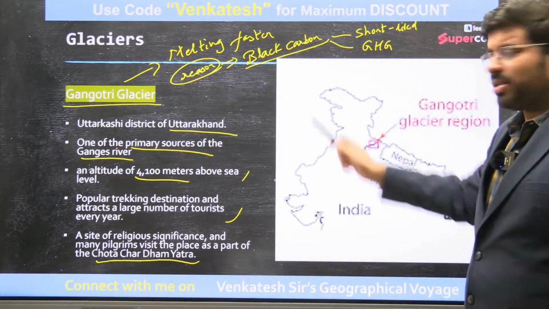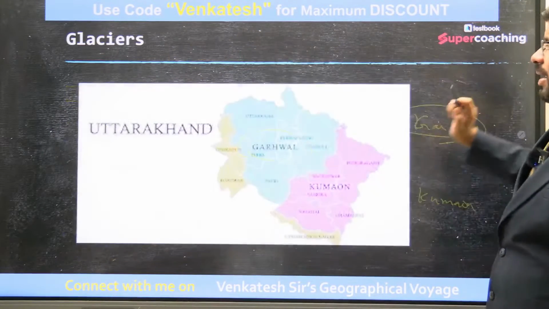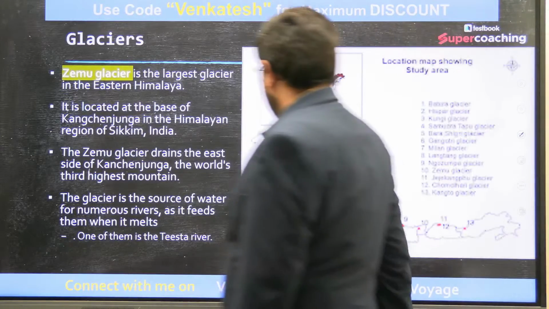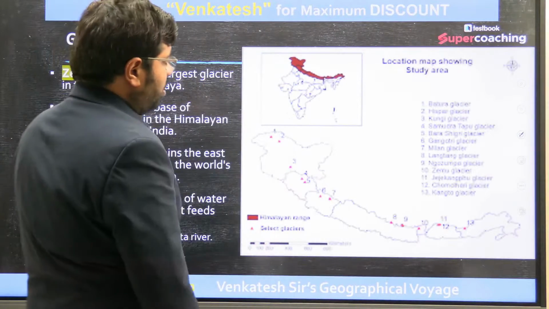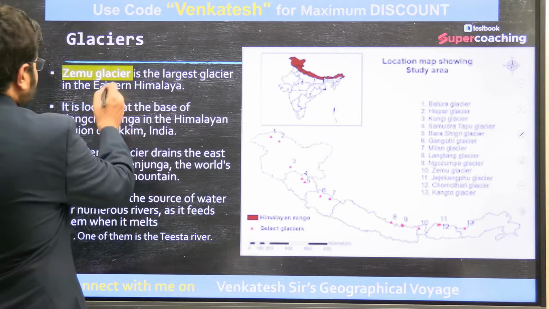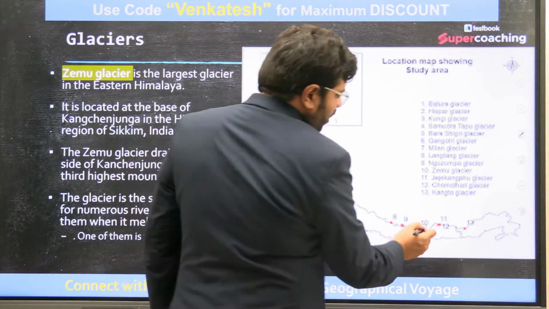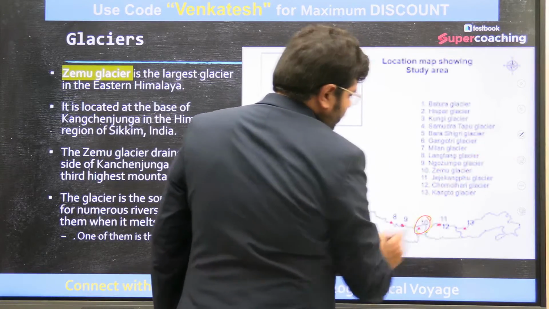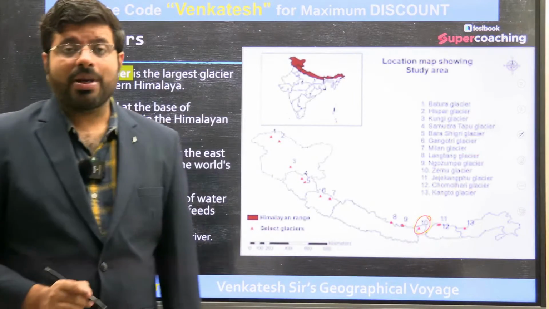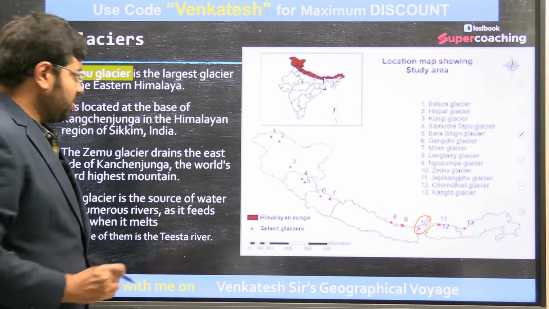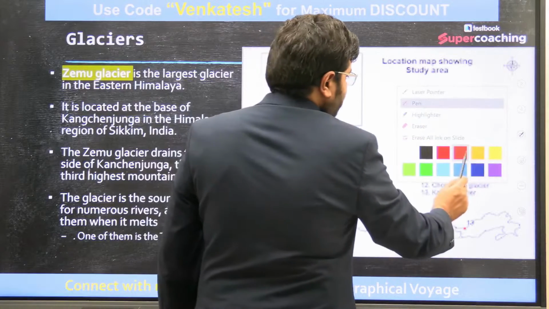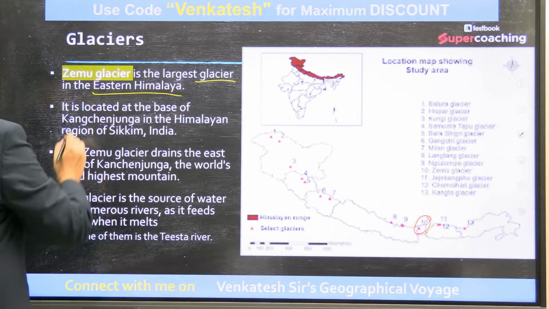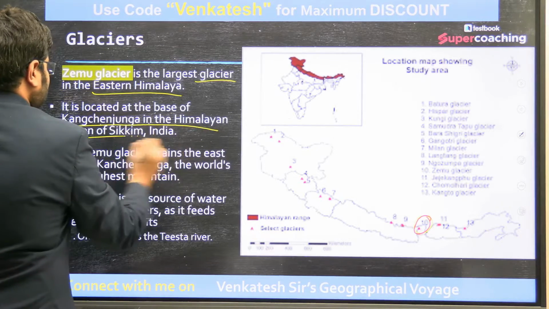So Gangotri glacier, you can understand about that. Then as you move further north, and as you move to the south, I have given some of the major maps here. You can see here Zemu glacier, located near Kanchenjunga. This is Zemu glacier, Sikkim-Nepal border, Kanchenjunga. This is also an important glacier in the eastern Himalayas, the largest glacier in the eastern Himalayas, located at the base of Kanchenjunga in the Himalayan region of Sikkim, India.